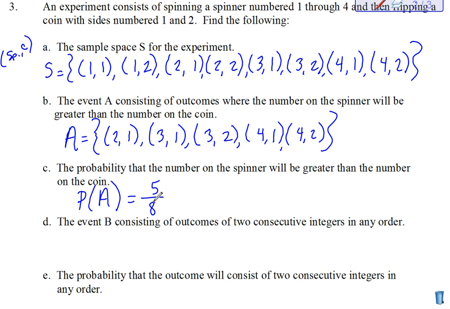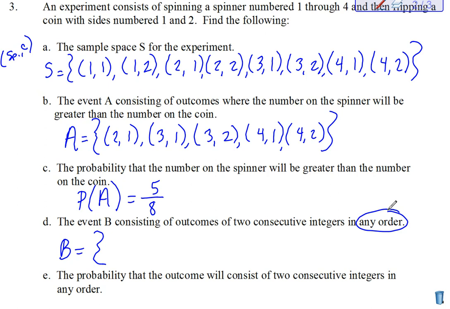Part D says event B. So we're going to write event B and all of the outcomes that meet this criteria. These are the outcomes where we have 2 consecutive numbers, but in any order. Remember, consecutive numbers are numbers that are in order, like 1, 2, 5, 6, 7, 8, 10, 11. But in any order means it could go backwards. So it could be 9, 8, 4, 3, etc.